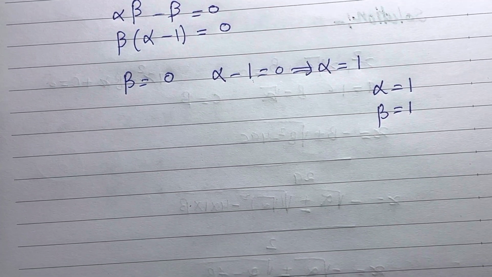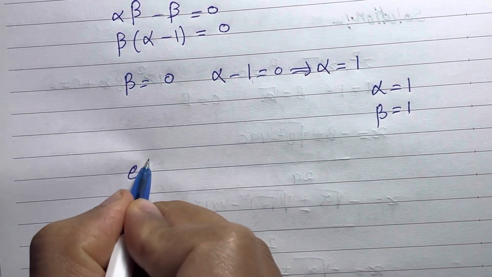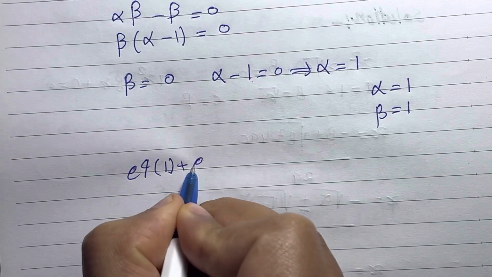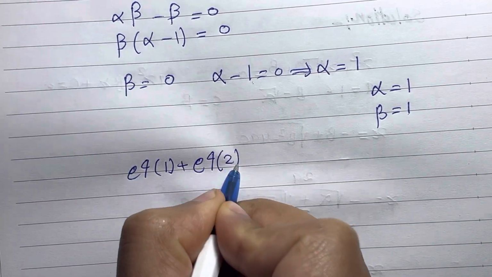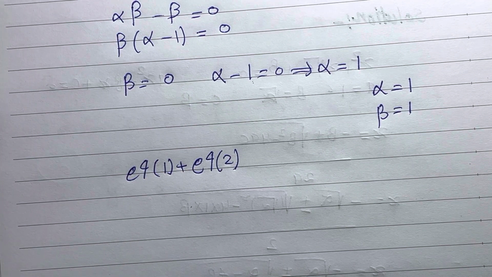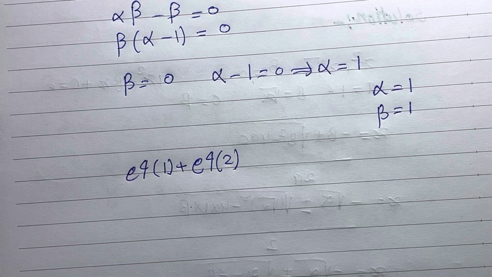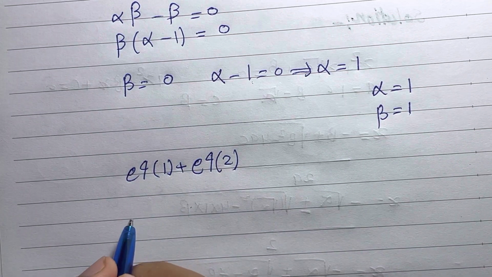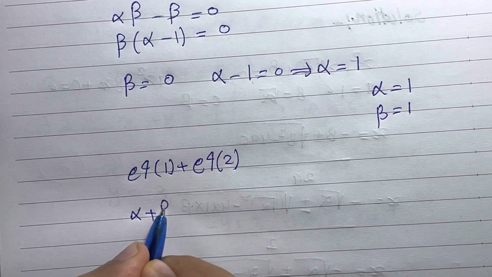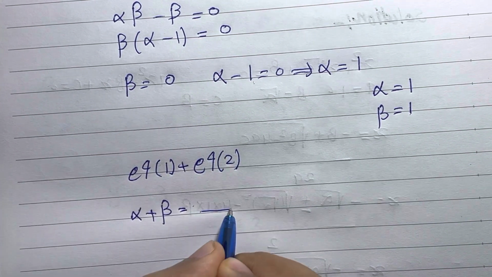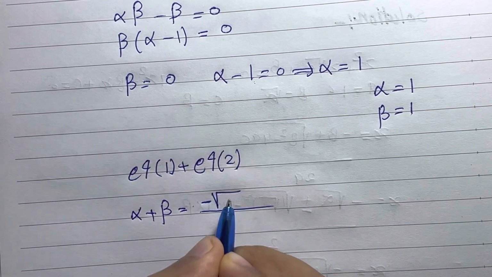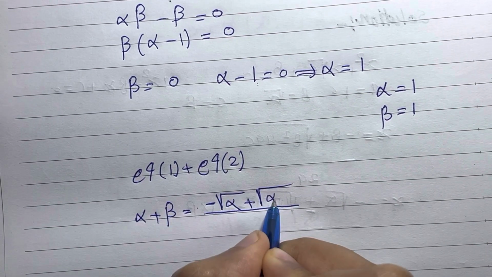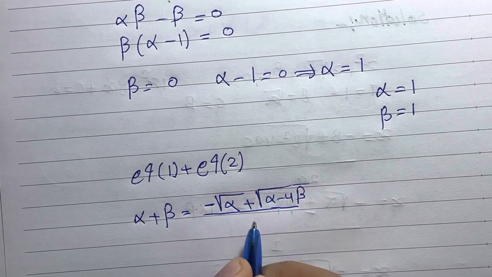What I'm going to do is add equation 1 plus equation 2, because he is asking me for all the possible values. If I add them, we know already alpha plus beta, we can memorize alpha, it will be minus square root alpha plus square root alpha minus 4 beta divided by 2.